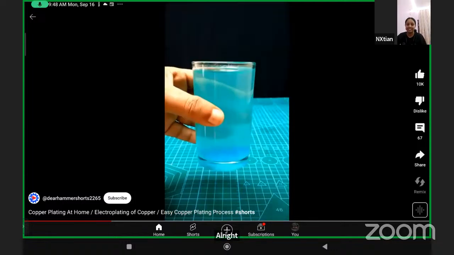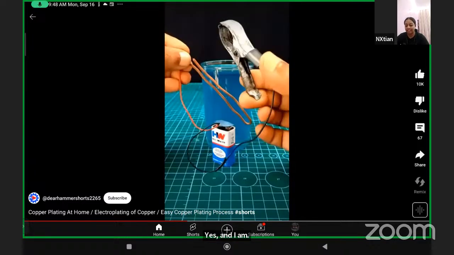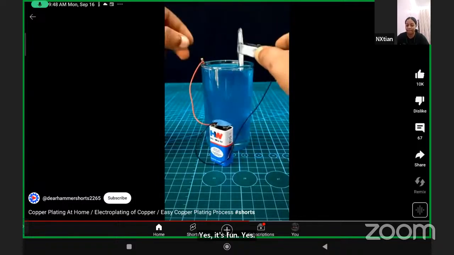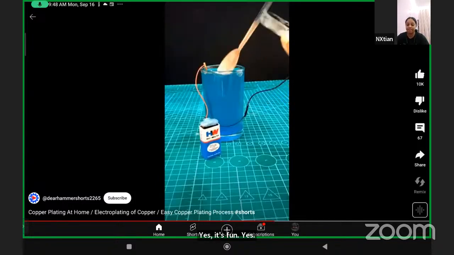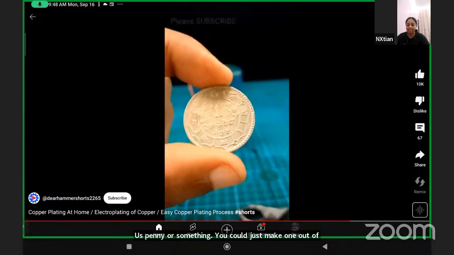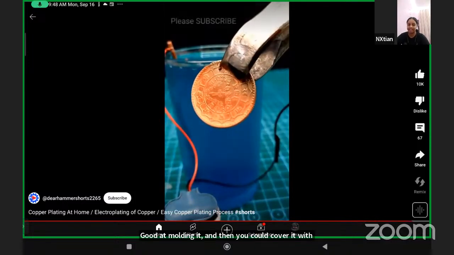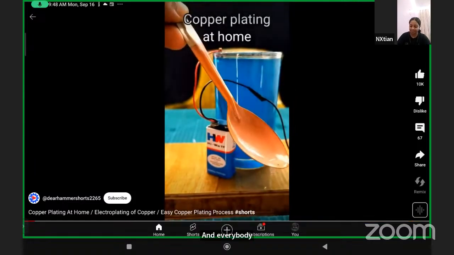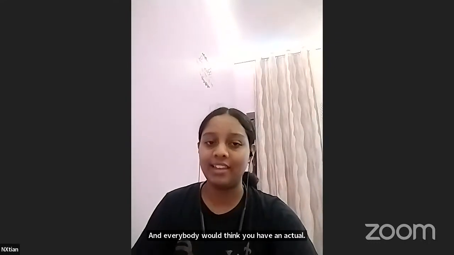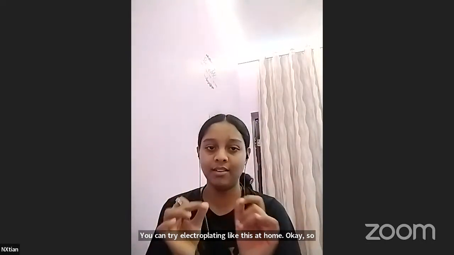Yes, Anaya, I just said that looks like fun. Yes, it's fun. If you wanted to take a US penny or something, you could make one out of aluminum foil, if you're good at molding it, and then cover it with copper with this, and everybody would think you have an actual penny. Yes, that is right. You can try it out. You can try electroplating like this at home. Just be careful with connecting the battery.